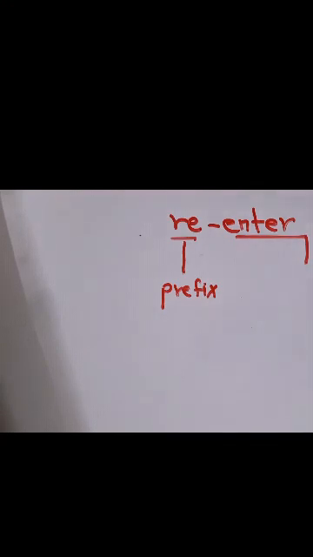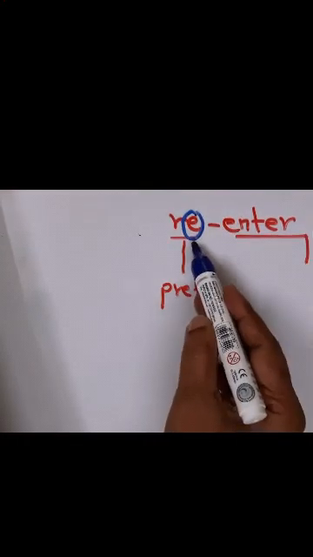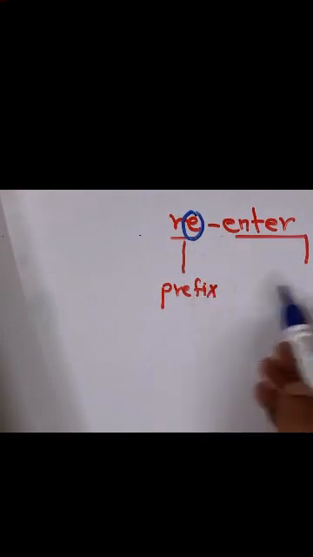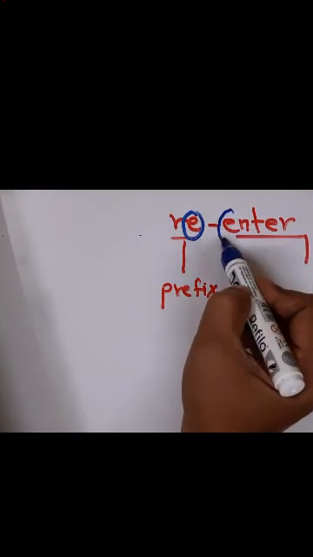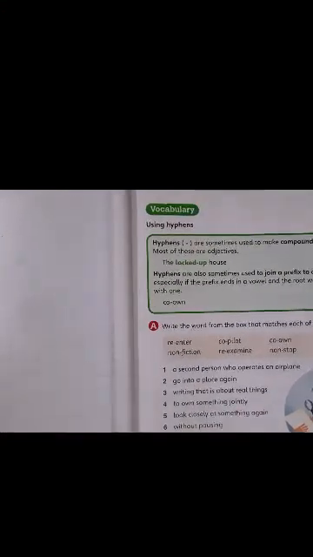Now which is the vowel here? Identify the vowel. Yes, E. So can you see your prefix over here? It ends with the vowel, and your root word over here, it begins with a vowel. This is the explanation which is given here. Okay, that's on page 25.